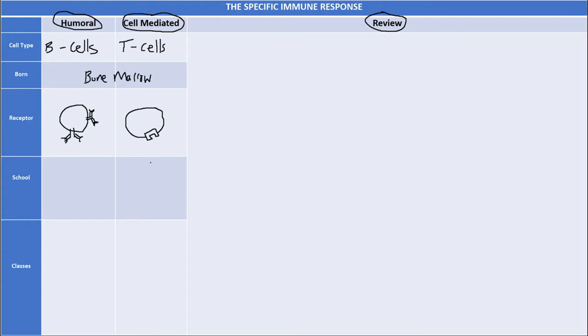Now, where do they go to school? They have to go to school to pick these receptors, and they do that. The B cells do that in the bone marrow. B for bone. So B cells are educated in the bone marrow, and the T cells are educated in the thymus, which is a gland around the heart somewhere. Okay, so that's where they get schooled, and they have to go through classes.